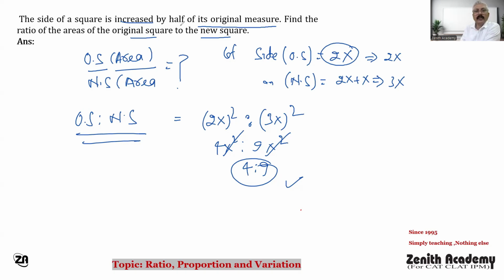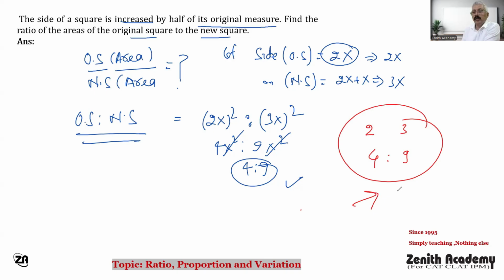So here the side of a square is increased by half of its original measure. So suppose we take the side of the original square as 2. So half of it is 1. So the new square's side is going to be 3. If it is 2, then the area will be 4, and here 3, then the area will be 9. So this way you can do it directly. So in further questions, you will follow this approach.